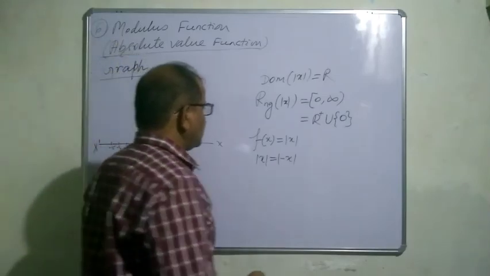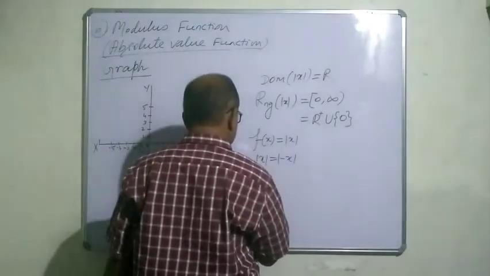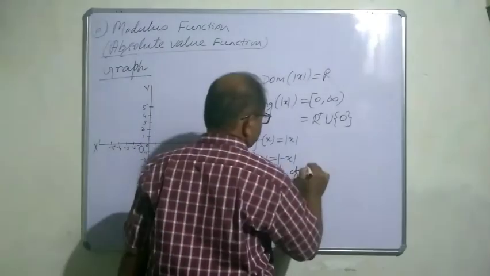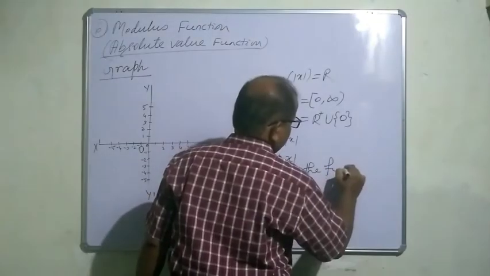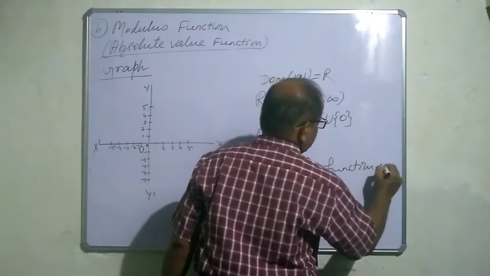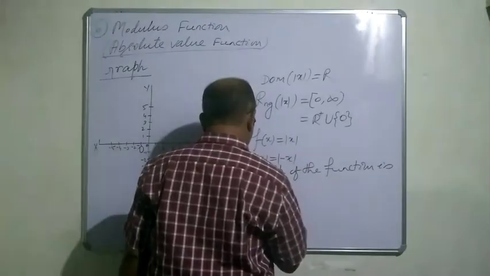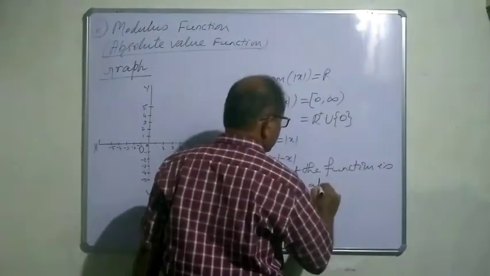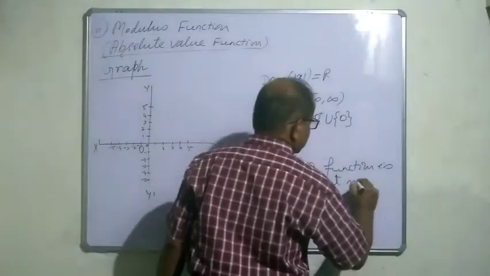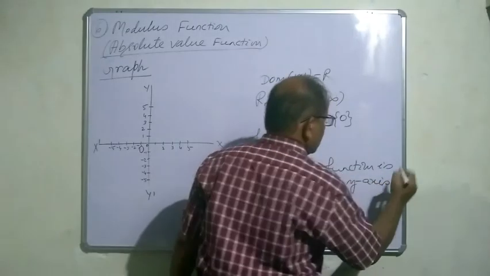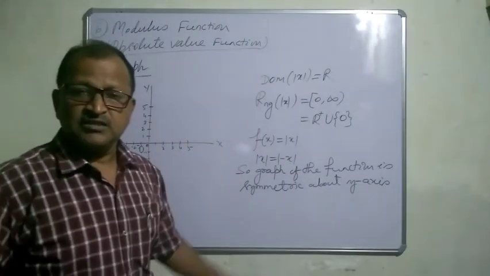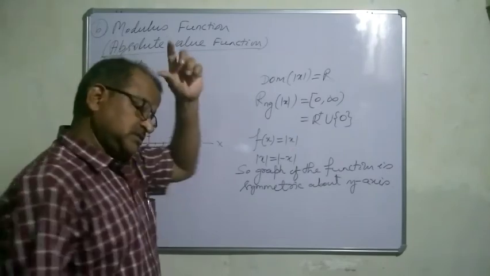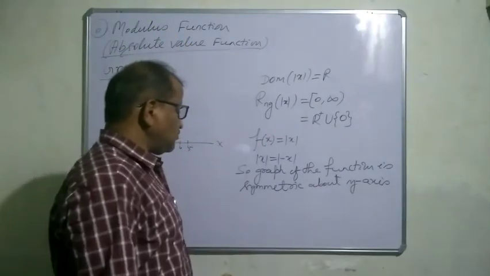So the graph of the function is symmetric about the y-axis. Which axis? The y-axis. Okay. The graph of this function is symmetric about the y-axis. So next, what will we do?